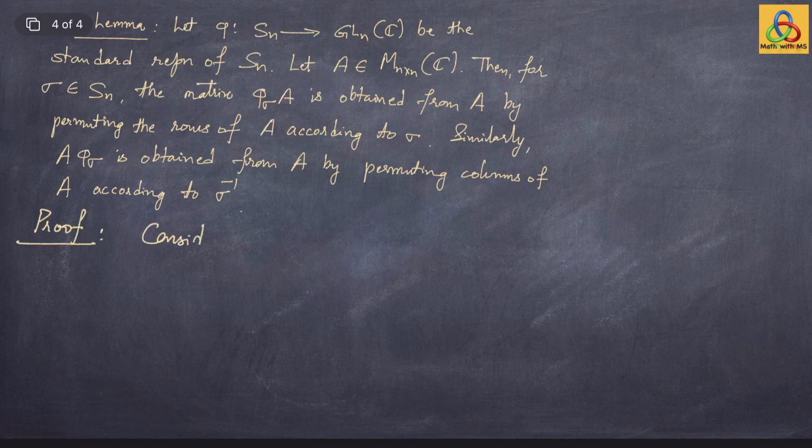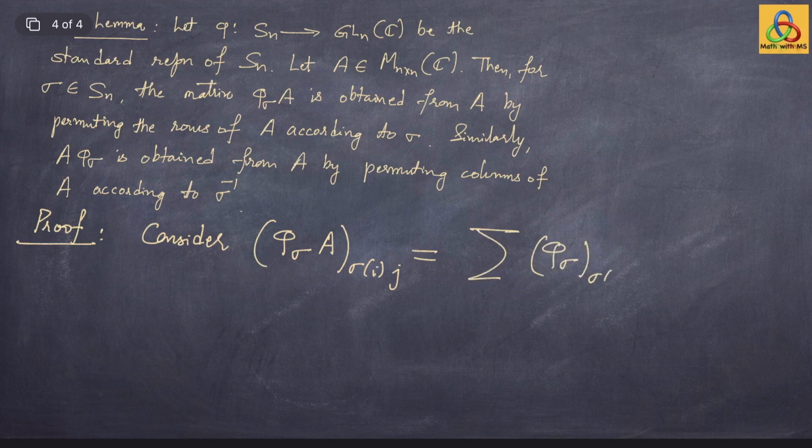We want to compute the product, so consider phi sigma into A and find out this entry ij. Then by definition of product of matrices, this is the same as phi sigma's (i, k)th entry times A's (k, j)th entry, where k of course runs from 1 to n. All right, but this is just the same as A ij.